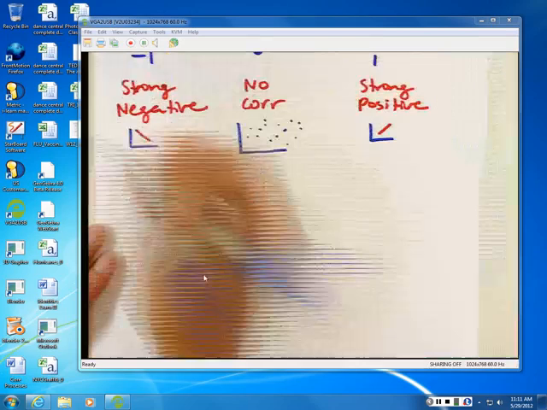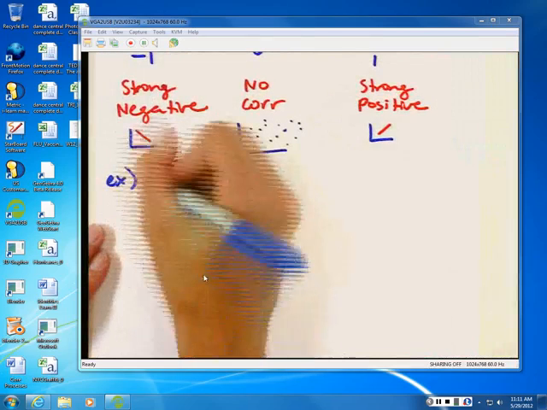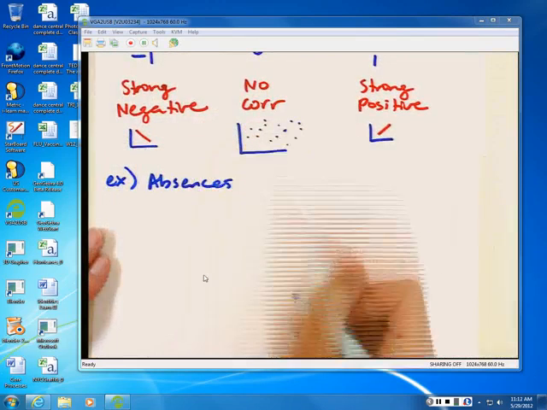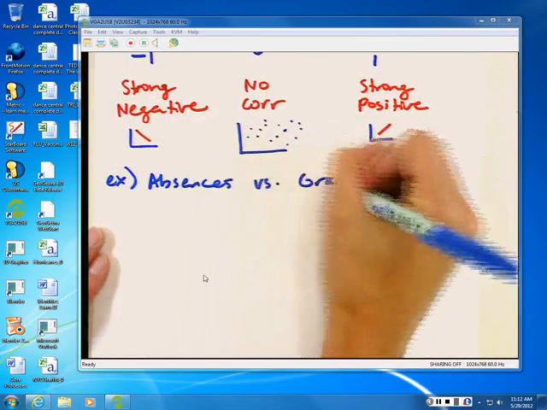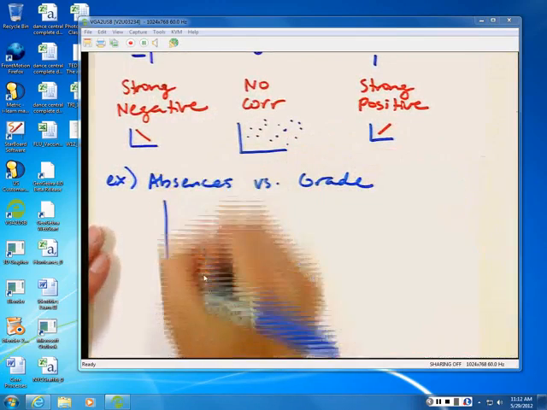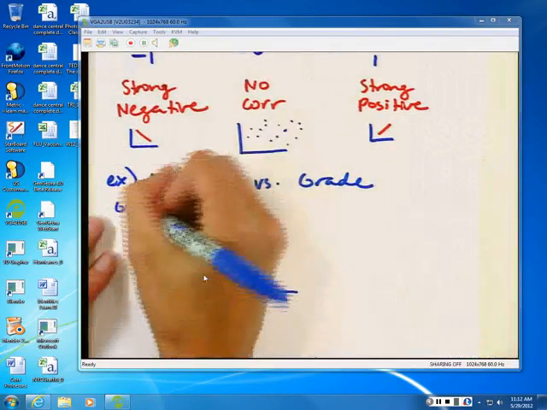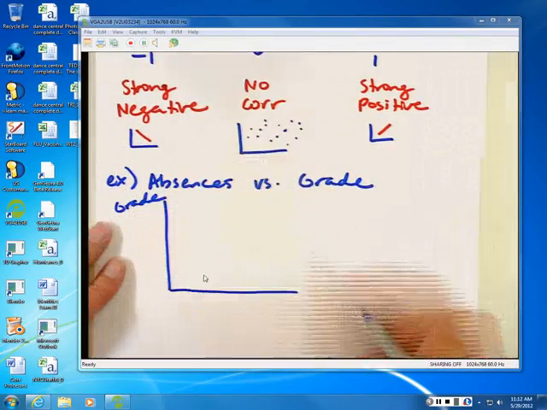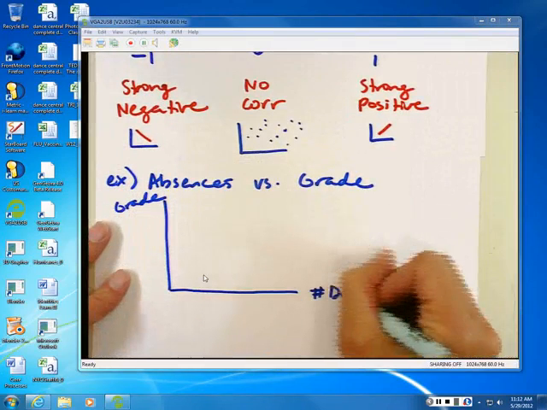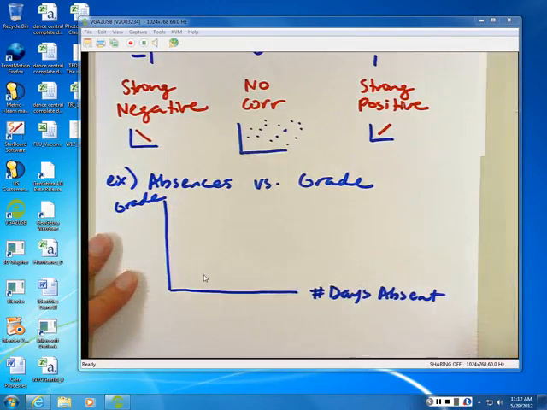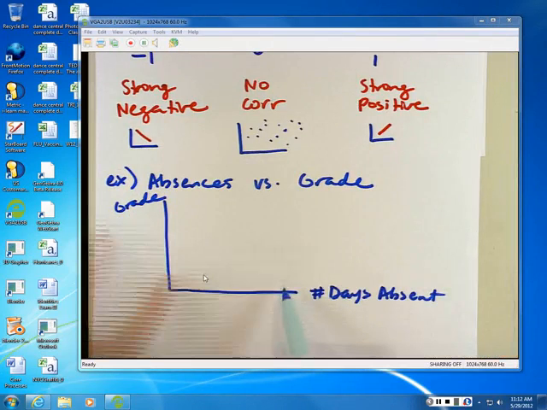Here are some really simple examples. I talked about grades up above. Let's plot an example of absences versus grade. This is going to be a scatter plot, and I did on the y-axis a student's grade, and on the x-axis the number of days absent. I would expect, not for everybody, but in general, that a student who missed a lot of days would get a lower grade than a student who didn't miss any days.